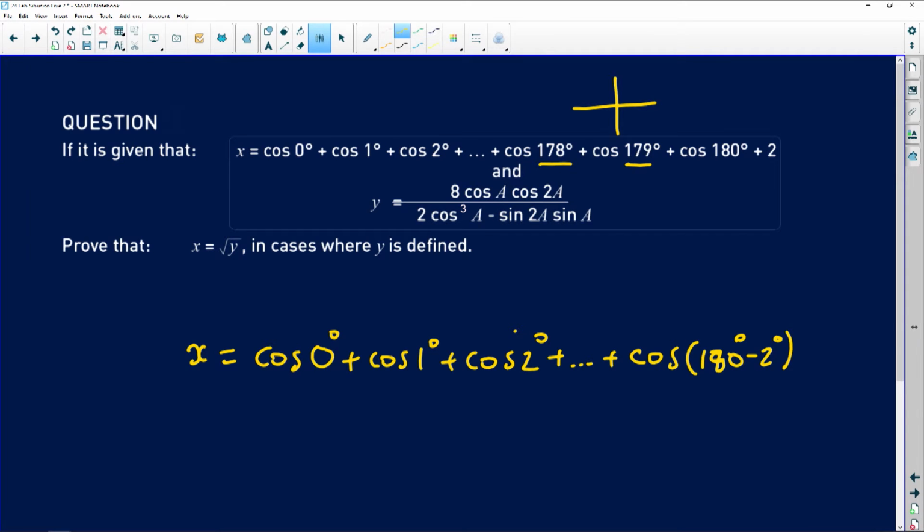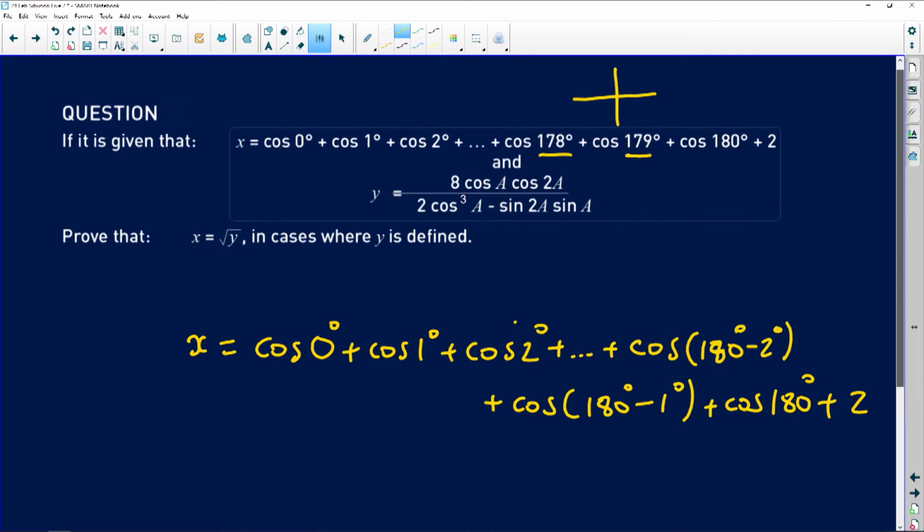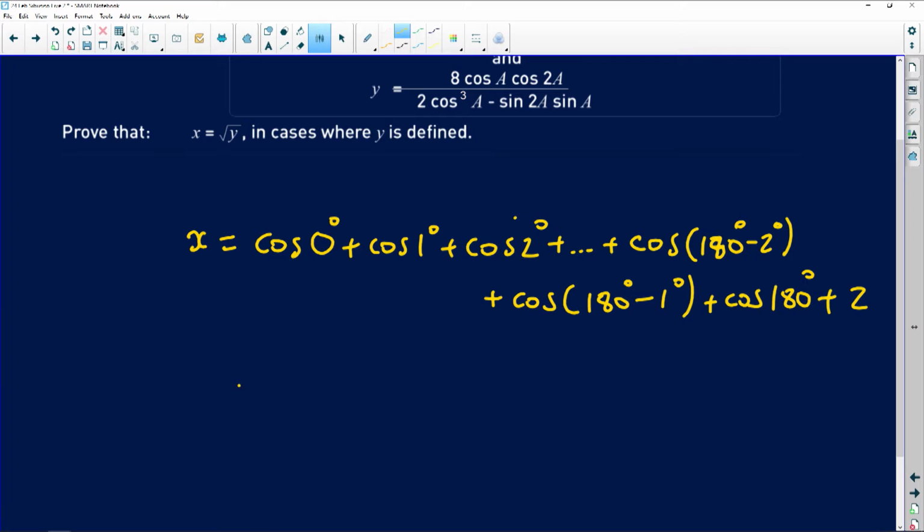And then the next one is cos of 179, which can also be expressed as the cosine of 180 degrees minus 1. And then I'm given cos 180 degrees, which is a special angle. We know how to find the cos of 180 degrees, and this has to be added with 2, right? So if you simplify this further, as far as x is concerned, you're going to get cos of 0 degrees, which is simply equal to 1, plus cos 1. We don't know what is cos 1 without a calculator. We also don't know what is the cosine of 2 degrees without a calculator.